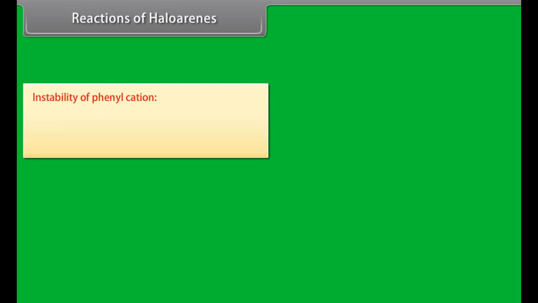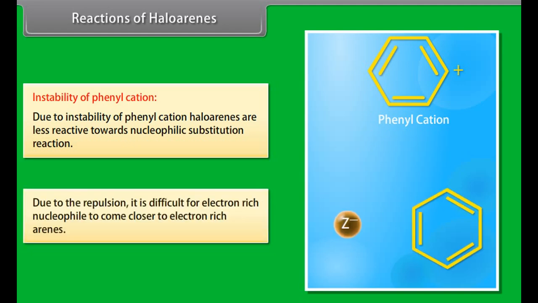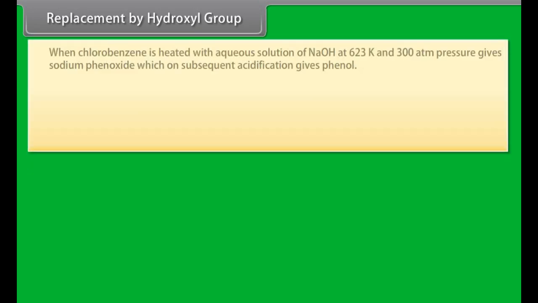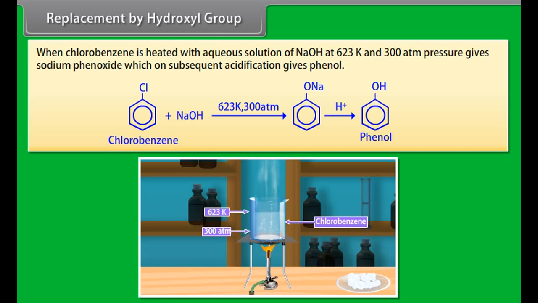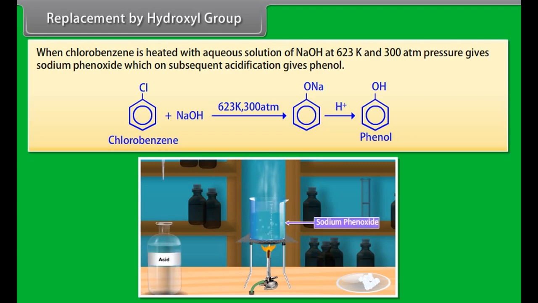Instability of phenyl cation. Due to instability of phenyl cation, haloarenes are less reactive towards nucleophilic substitution reaction. Due to the repulsion, it is difficult for an electron-rich nucleophile to come closer to electron-rich arenes. Replacement by hydroxyl group. When chlorobenzene is heated with aqueous solution of NaOH at 623 Kelvin and 300 atmospheric pressure, it gives sodium phenoxide, which on subsequent acidification gives phenol.